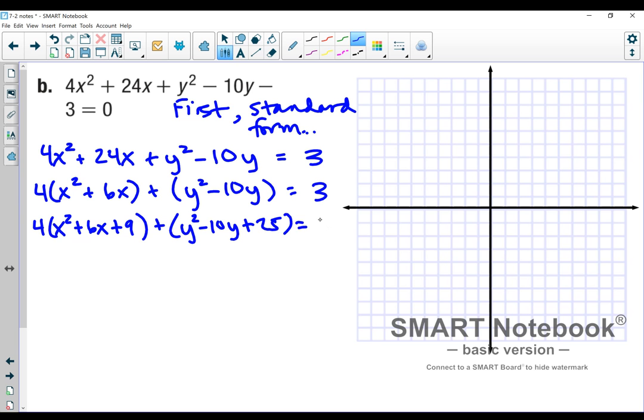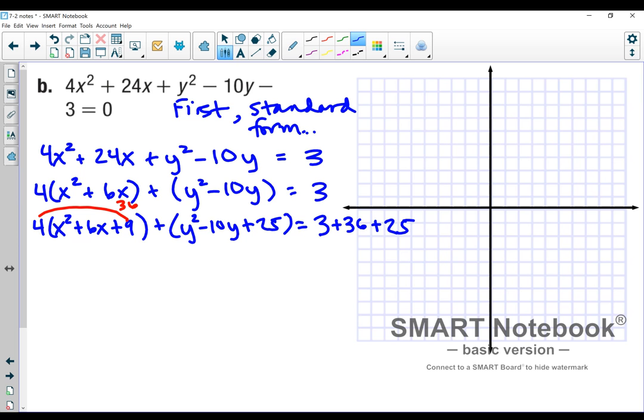So over on the right, I'd have to have 3. And then I'm not going to add 9. I have to be really careful. This 9 is in the parentheses, and I have a 4 out there. Really, it's a 4 times 9. Really, it is a 36. So when I add the same number on the other side, I'm going to have to add 36. And then I have a plus 25. I also need to add 25.